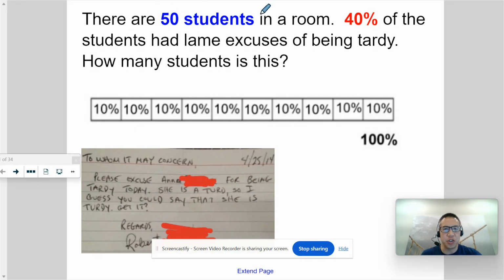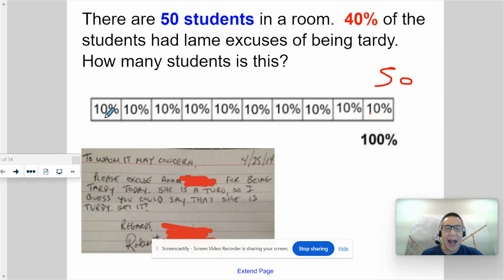There are 50 students in a room. That's the entire room. That's all 100% of the room. Everybody. 40% of the students had lame excuses of being tardy. How many students is this? So there are 50 students in this classroom. So 50 students that cover up the entire classroom.